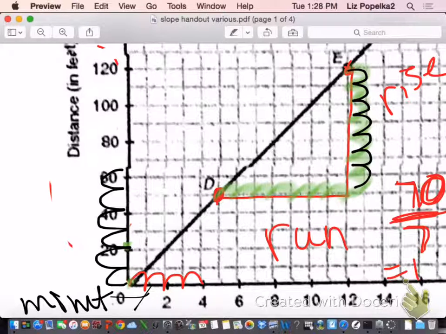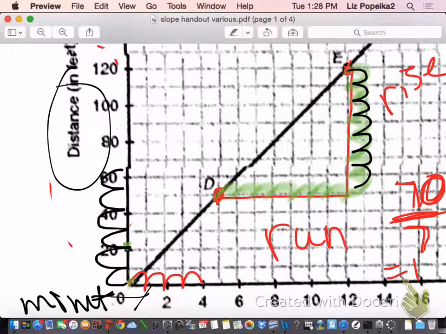Along the x-axis, and then distance in feet along the y-axis. Okay, so there's a couple of different ways we could... Does it tell you exactly what this graph represents at the top? What does it say? Explain what the slope represents in the situation. Okay, so distance ascended. Do we all know what ascended means? Yeah. Going up. Okay, so the distance a mountain climber is going up.